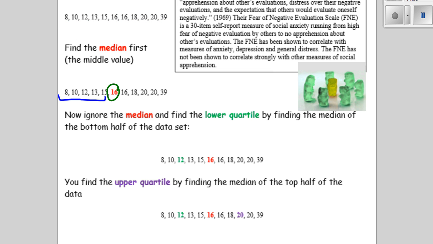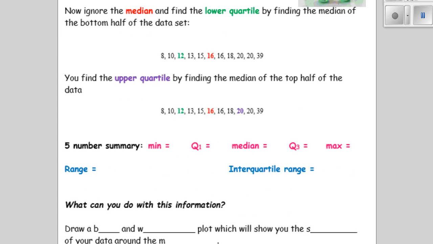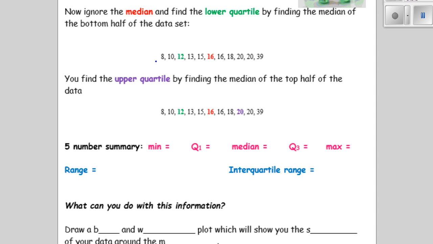So in this case, the median was an exact number in the list, and in that case, we now ignore it, and we just look at the 5 numbers to the left to work out the lower quartile. The lower quartile is the median of those 5 numbers to the left. So what's our lower quartile?